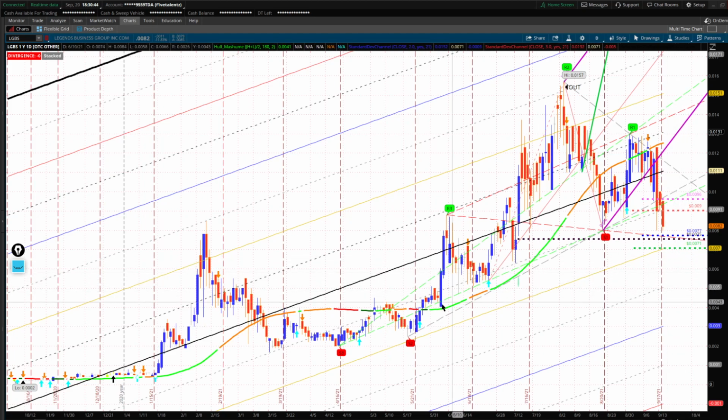But the way LGBS is going right now, it looks like it's going to start testing this and then bounce. And then I'm definitely going to buy once I see a bounce here tomorrow. So if it does bounce, we should definitely have a good rest of the week for LGBS also.